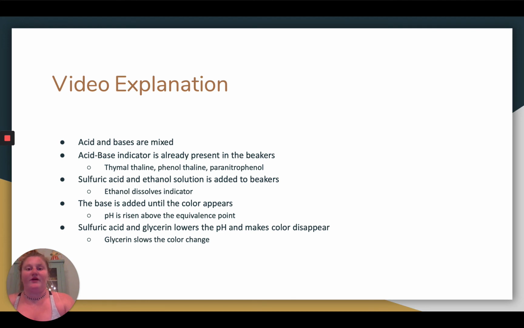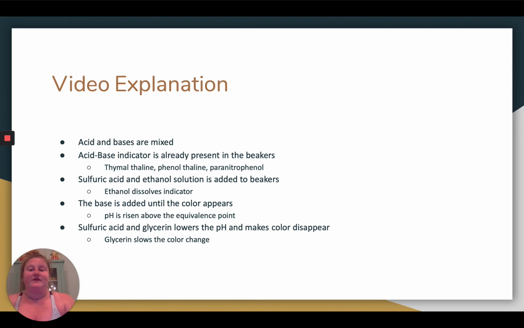Then a dropper is added to each beaker, which contains sulfuric acid and a glycerin mixture. This mixture lowers the pH and makes the color disappear. The reason it takes so long and needs agitation is because the glycerin slows the color change.